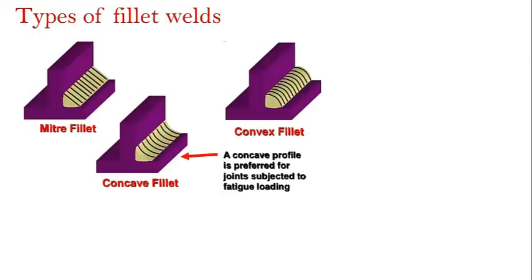Okay. Now let's look at the different types of fillet welds. We have different types of fillet welds. The first one is the miter fillet weld, the second one is the concave fillet weld, and the third one is the convex fillet weld. Okay, these are the three major types of fillet welds. First one is miter fillet weld, the second one is concave fillet weld, and the last one is convex fillet weld. Now, on what basis are you going to call these fillet welds miter, concave and convex fillet welds?